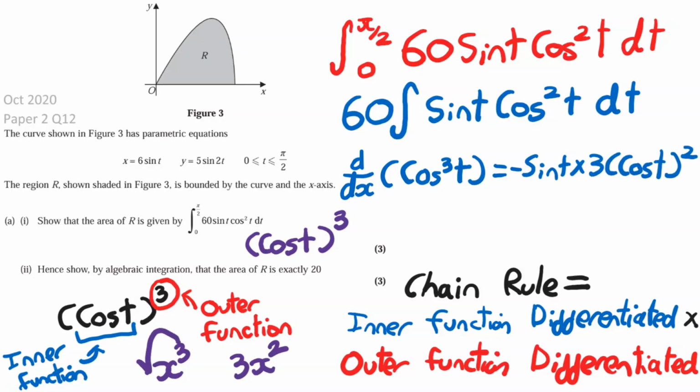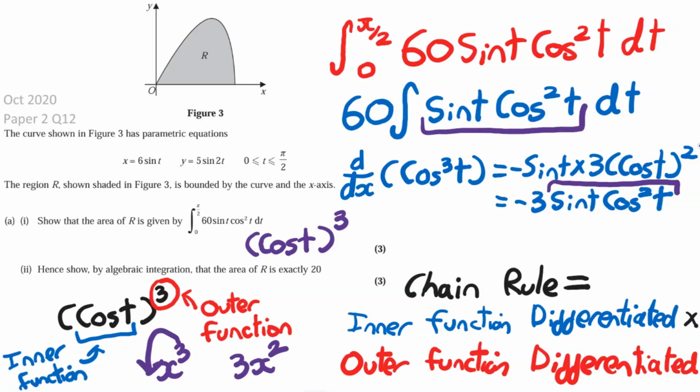So the 3 comes down as the coefficient. This cos t, we don't touch it, we treat it as the x, so it remains like this, and now it's going to be to the power of 2 instead. So this is what happens when you differentiate cos cubed t. It becomes this here, and we can simplify this because we have this minus here and we have this 3 here, so this is going to become minus 3 sin t cos squared t, okay? And what you can see is this sin t cos squared t is what we have here, so therefore this shows that this cos t to the power of 3 is the correct integral.